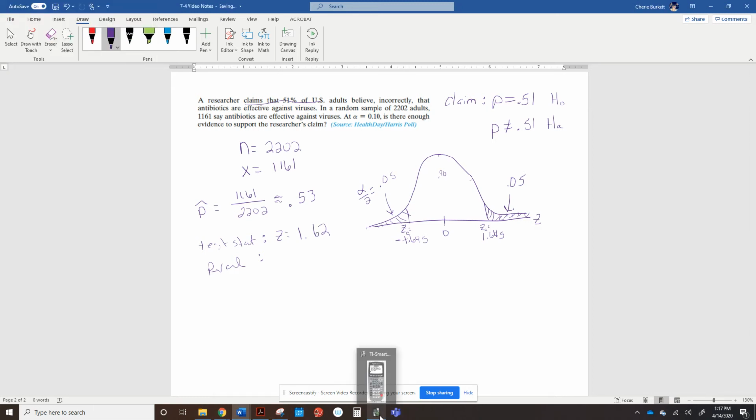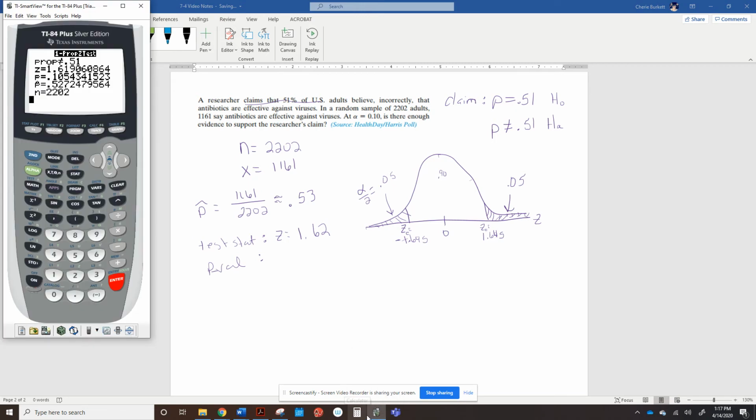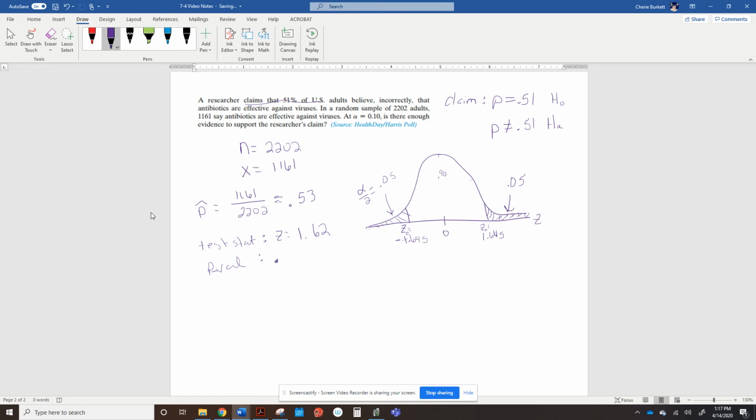And our p-value is this one right here, 0.1054. Okay, so we can answer now this question.